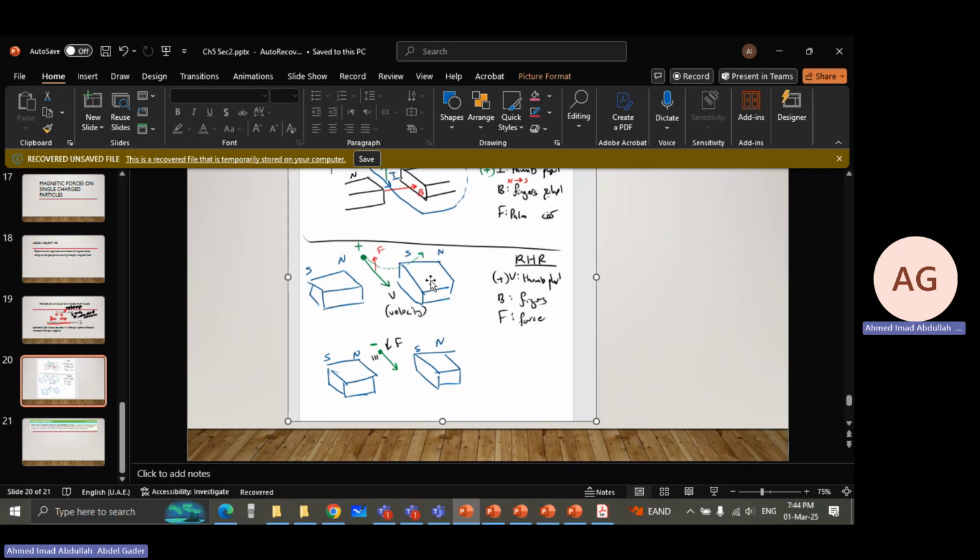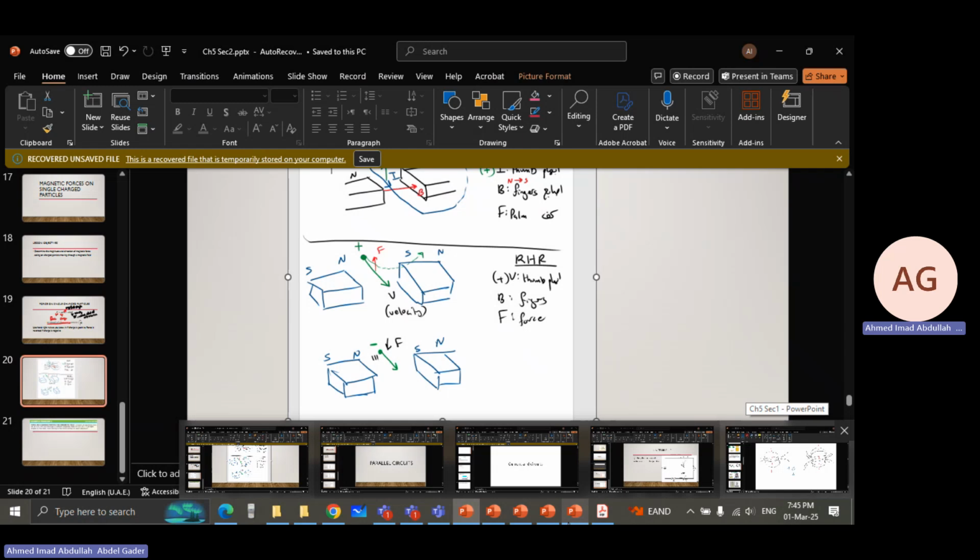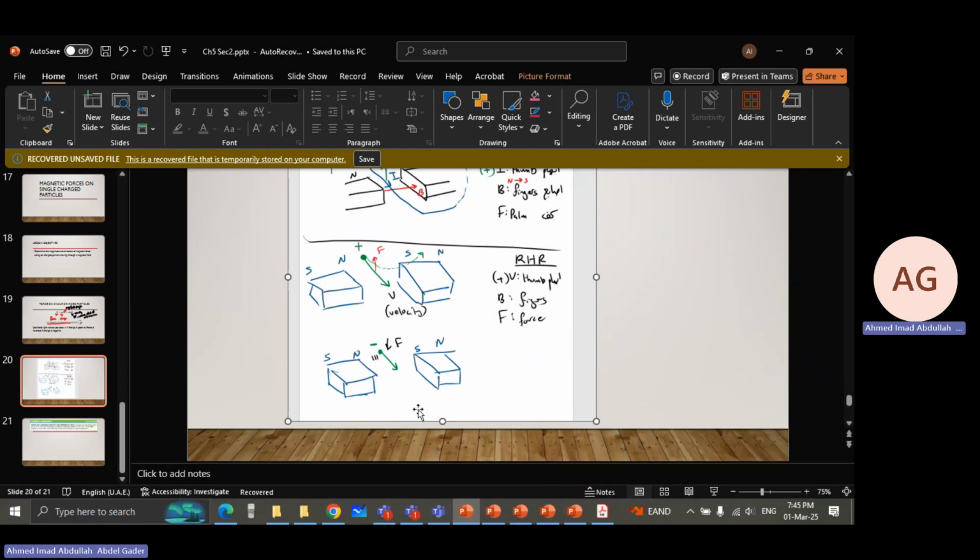Now, how do I determine the direction of the force acting on this charge? I use the right-hand rule. The right-hand rule says that I point my right hand's thumb in the direction of the motion of a positive charge, my fingers in the direction of the field, so from left to right, and my thumb being out of the page. If we do this, my thumb out of the page, my fingers to the right, then the force is with the palm. So the direction of the force should be upwards.